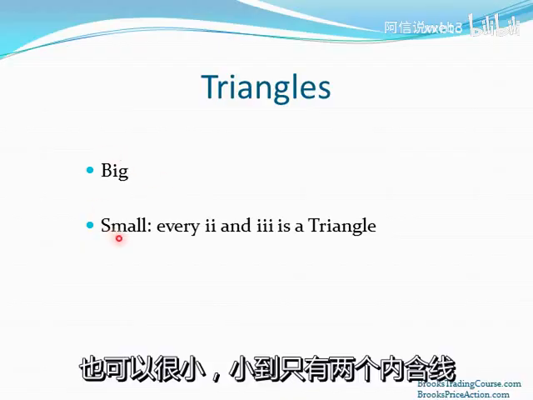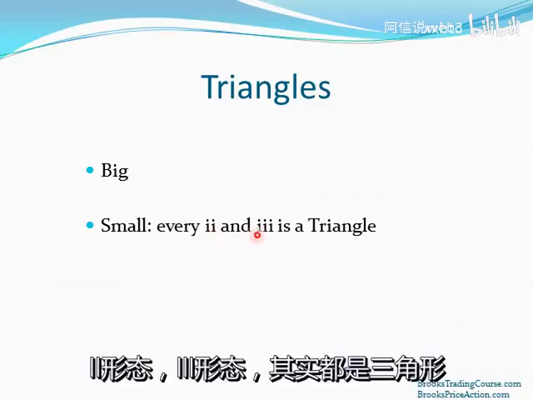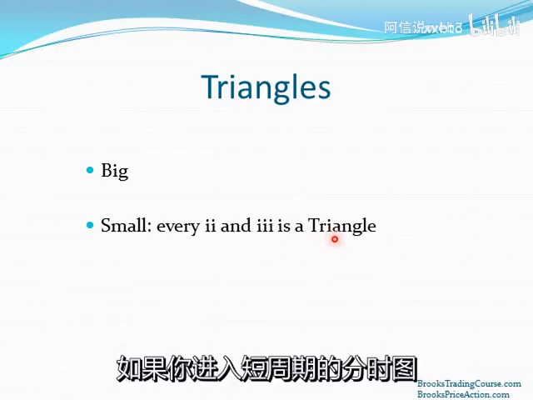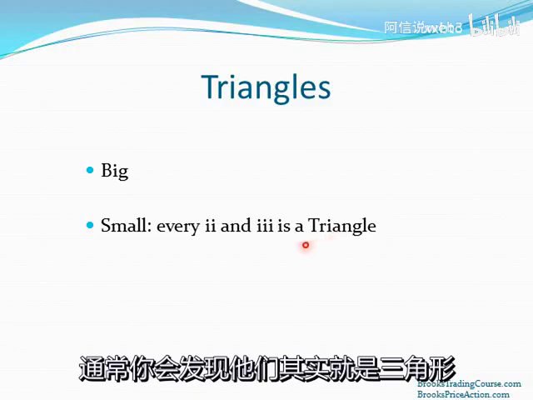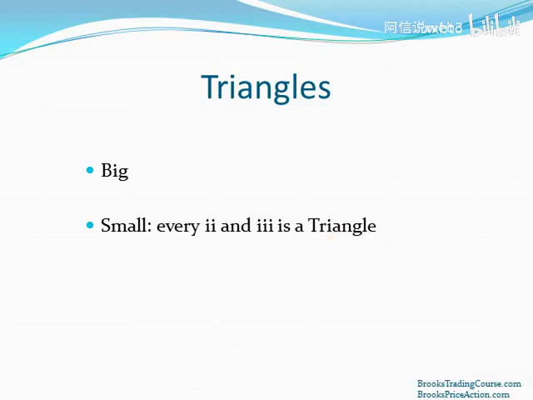Triangles can be big, they can be small. They can be as small as 2 inside bars, an II pattern, or an III pattern. Both of those should be thought of as triangles, and if you look on a small enough time frame chart, you'll usually discover that they are small triangles.